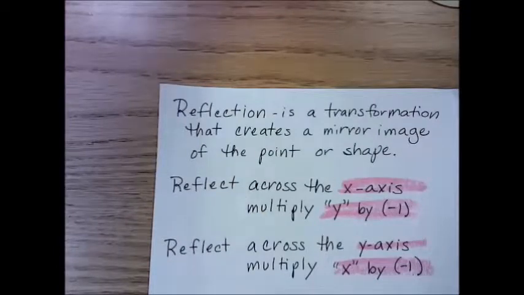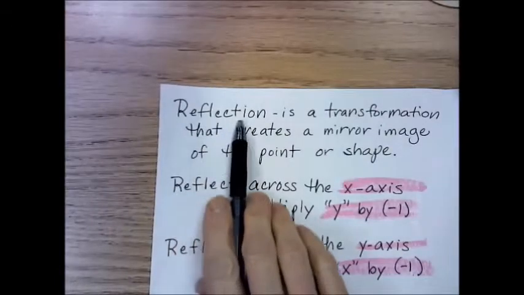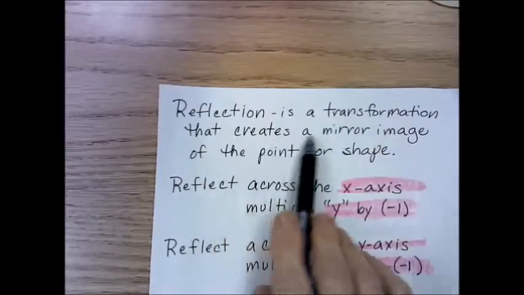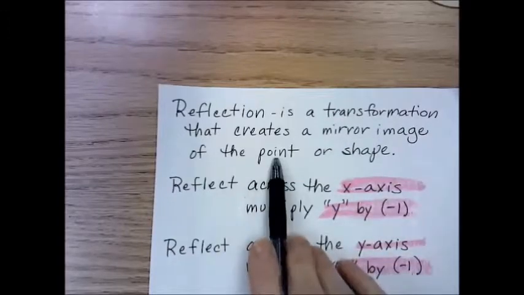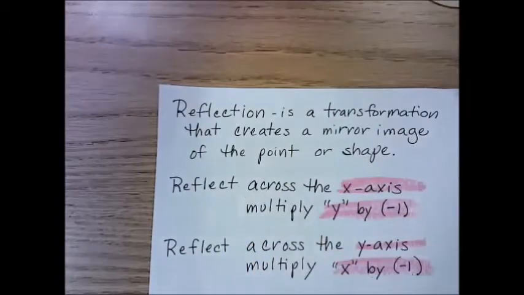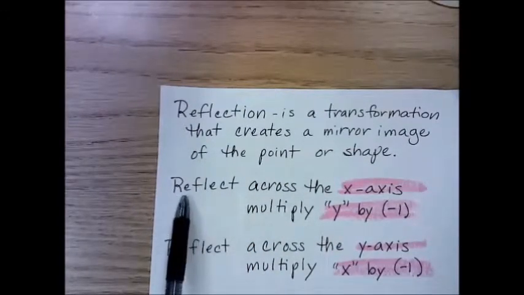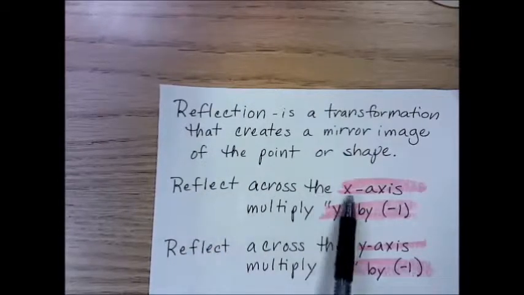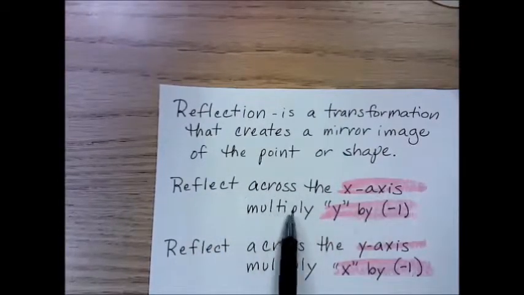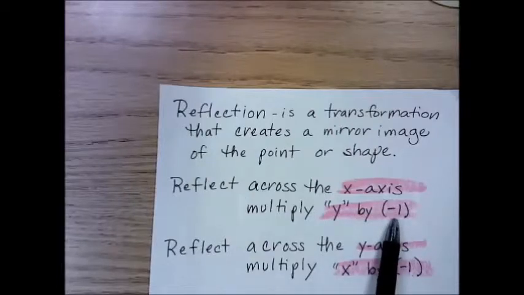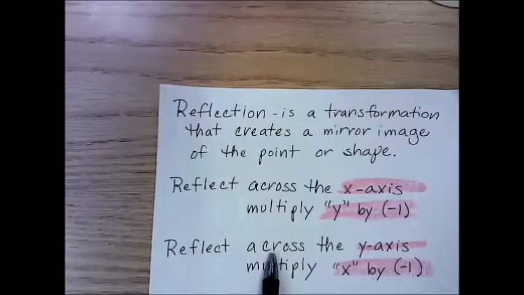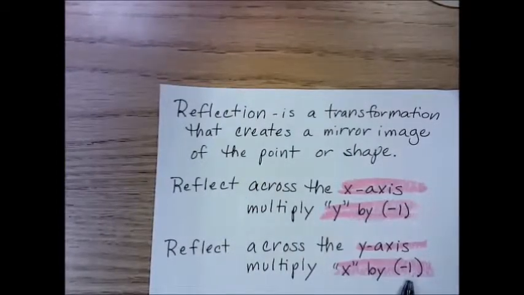Hello guys. Today we're going to talk about reflections on the coordinate plane. So a reflection is a transformation that creates a mirror image of the point or shape. Just a review here: to reflect across the x-axis, we would multiply y by -1. If we're going to reflect across the y-axis, we would multiply our x-coordinate by -1.